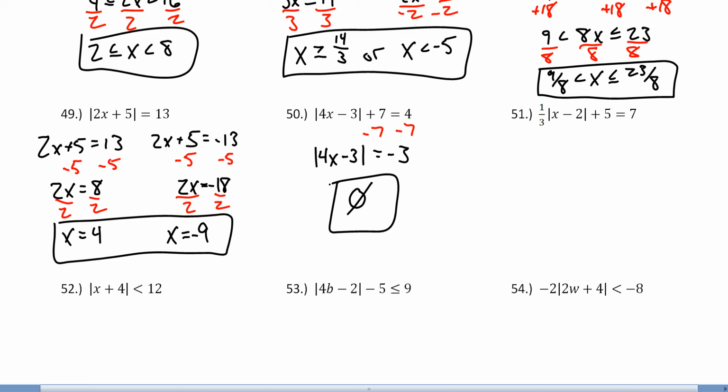If you miss it here and split this up and solve this and get the two answers, well, just plug them back in. You'll find out that neither answer works, so they're extraneous solutions. Okay? This one, same kind of thing.